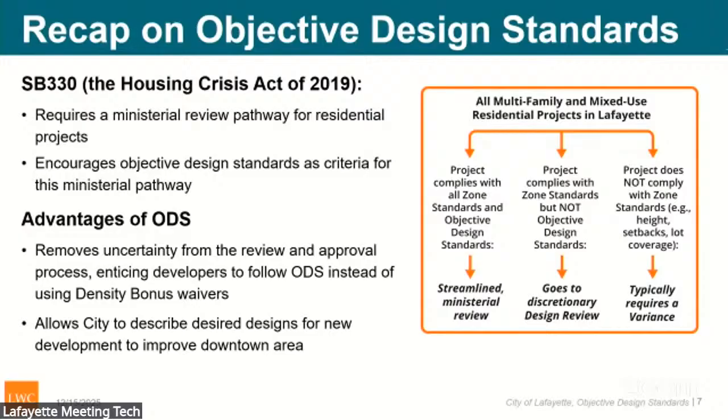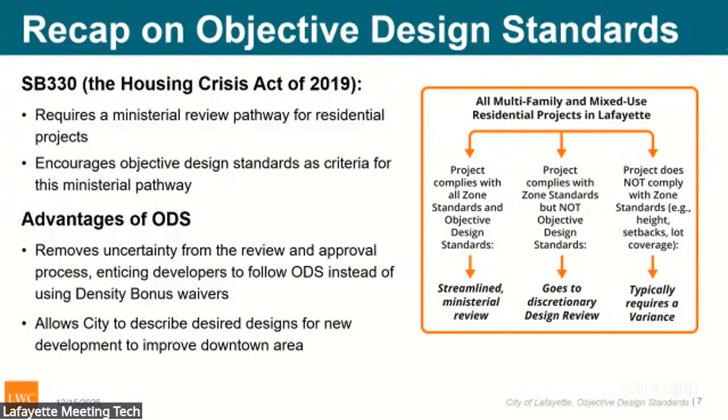So the little flowchart on the right shows the options. If a project complies with all the zone standards, meaning the basic development standards, FAR, height, density, setback, and all the objective design standards, it goes through this ministerial review pathway that we have to provide. If a project complies with all the basic development standards, height, setbacks, FAR, density, but not the objective design standards, then it still goes to the regular discretionary review path that exists today and always has.